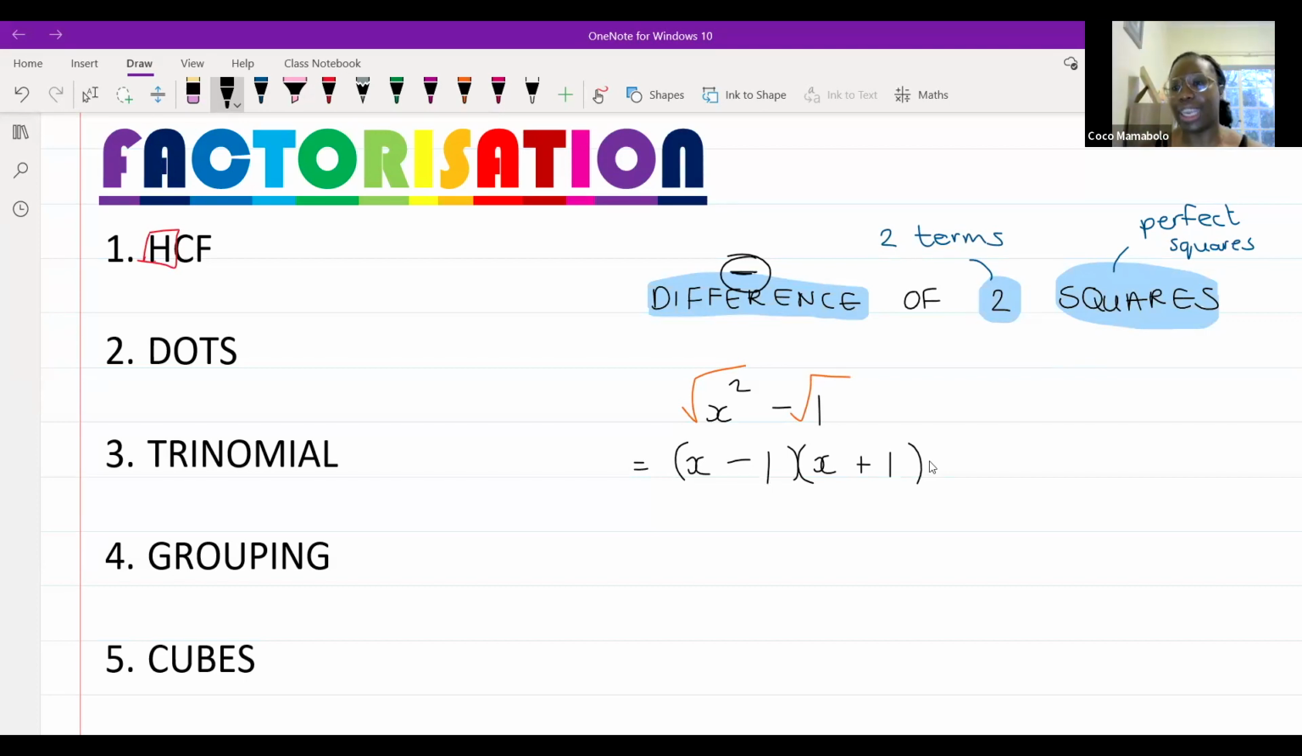All right, can I give you guys another one to try on your own? Here's another one. X squared minus 25. I want you guys to use dots to factorize this. Those of you who are fast fingers, DM me. Let's give everybody a chance to answer the questions themselves.